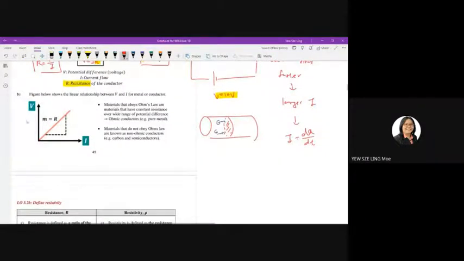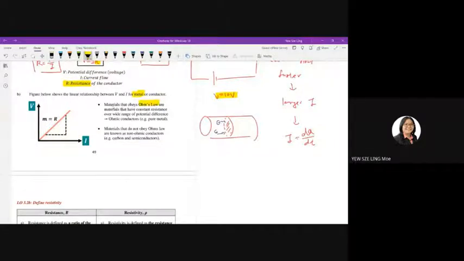So the figure below shows the linear relationship between V and I for a metal, a conductor. To be more precise, it's a metal. You're looking at metal. Some conductors are not metal, and if they are not metals, then you won't have this relationship. So this graph is only valid for those that obey Ohm's law.